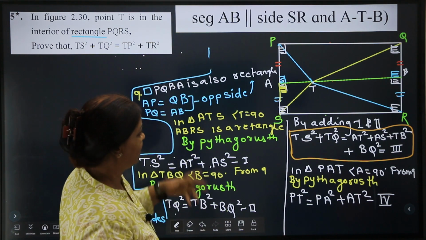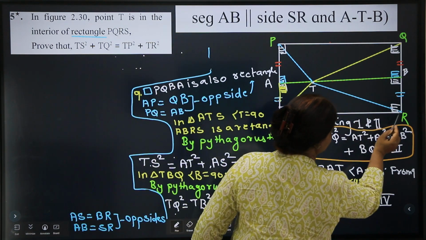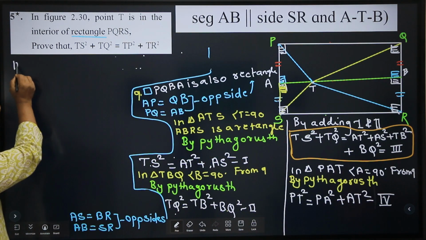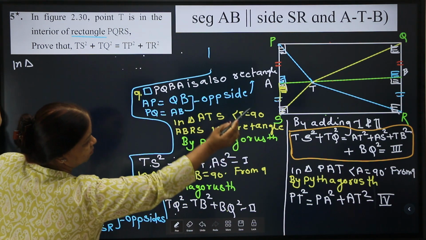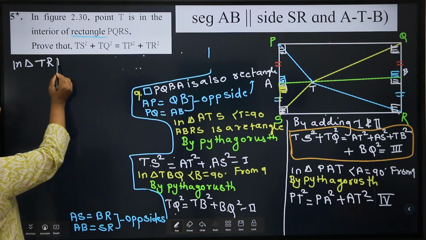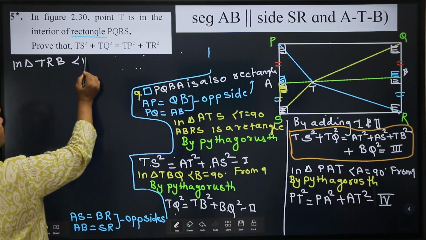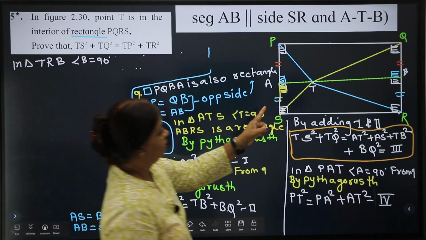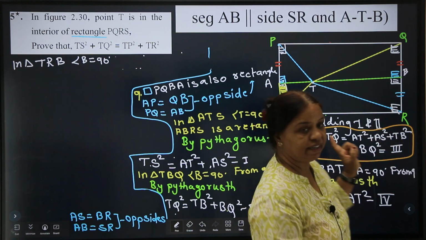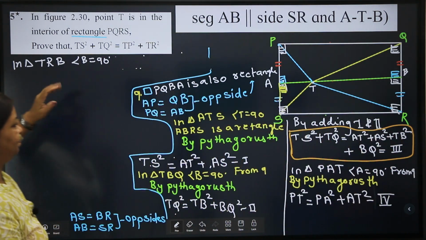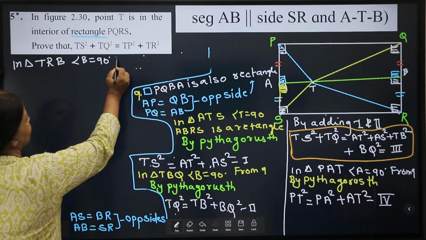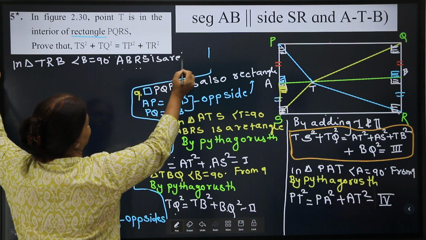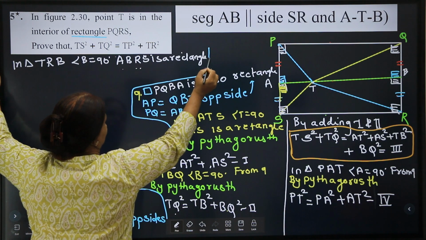Now, I want TR square. TR where do I get? TR I get here. So, in triangle TRB, angle B is 90 degree, and why is angle B 90 degree? Because we have already proved ABRS is a rectangle. We have already done it, ABRS is a rectangle, or we can just write here A, B, R, S is a rectangle, no matter if you write it.